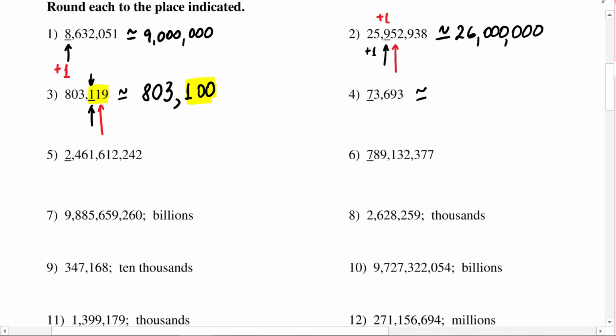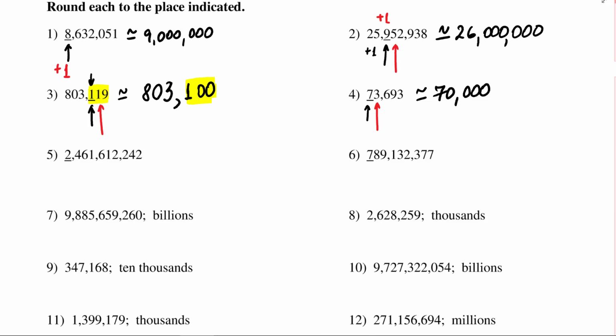Okay, let's take a look at the next one. Number 4, we have 73,693, and we want to round it to the nearest 10,000. Again, the next digit is less than 5. So that means we leave 7 the way it is, and we change all the other digits to zeros. Basically, 73,693 is closer to 70,000 rather than to 80,000.